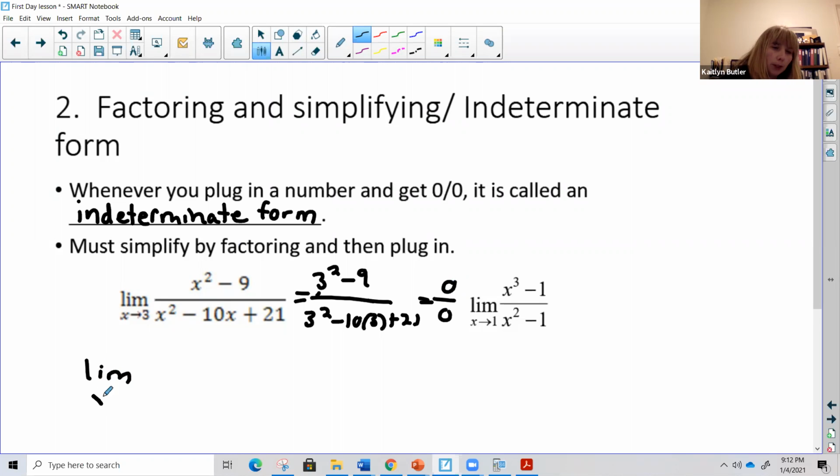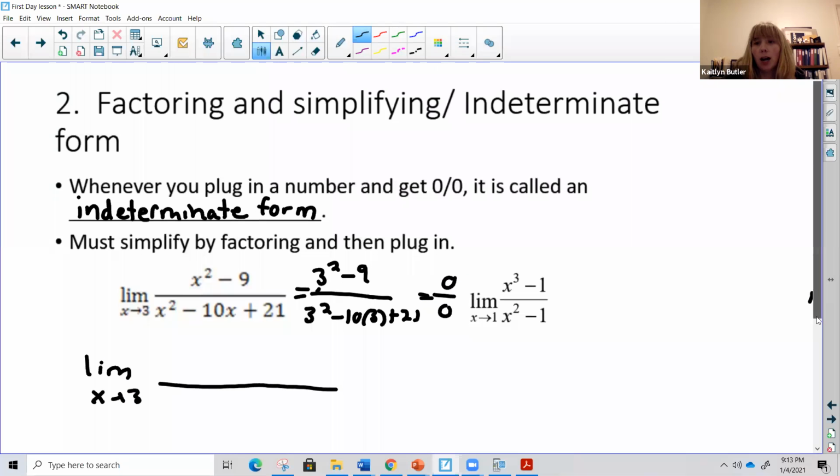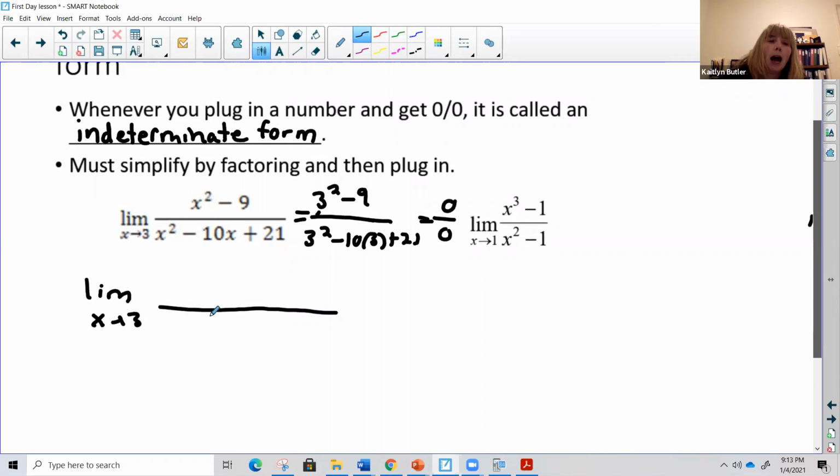If that happens, what you're going to do is factor anything you can and simplify. Anytime you're factoring and you're not plugging in your x value, you have to write the lim notation every time. So I'm going to factor x squared minus 9. This is called the difference of squares, like a squared minus b squared, and that always factors to a plus b and then a minus b.